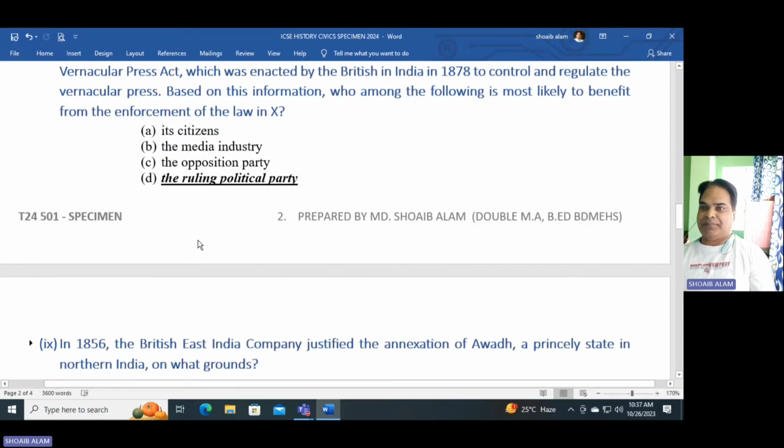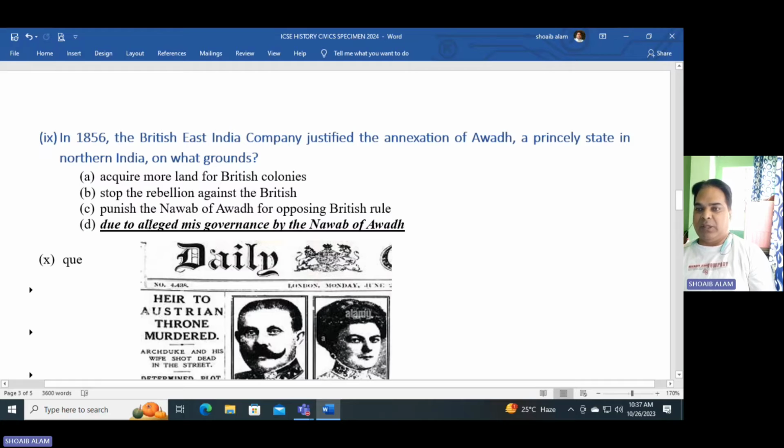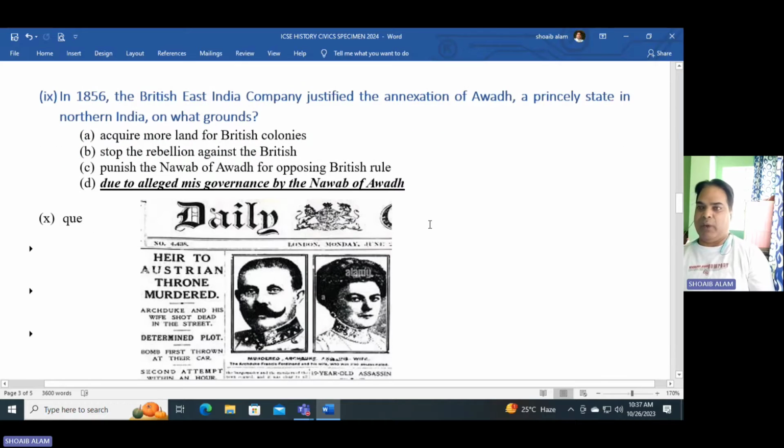Now, next one. In 1856, the British East India Company justified the annexation of Awadh, a princely state in northern India, on what ground? Misgovernment, due to alleged misgovernment by the Nawab of Awadh. The Nawab was Wajid Ali Shah. So Awadh was annexed on the pretext of misgovernment.